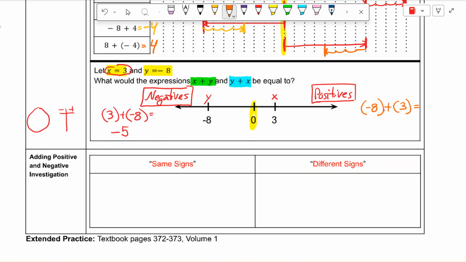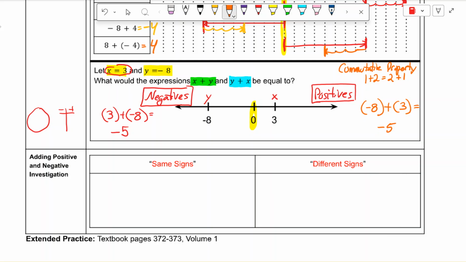So in addition, do you remember this from elementary school? We have the commutative property. And in elementary school, you learn that 1 plus 2 is the same thing as 2 plus 1. In addition, it works. All right, so the answer is the same. It is -5. So it didn't matter, x plus y or y plus x.